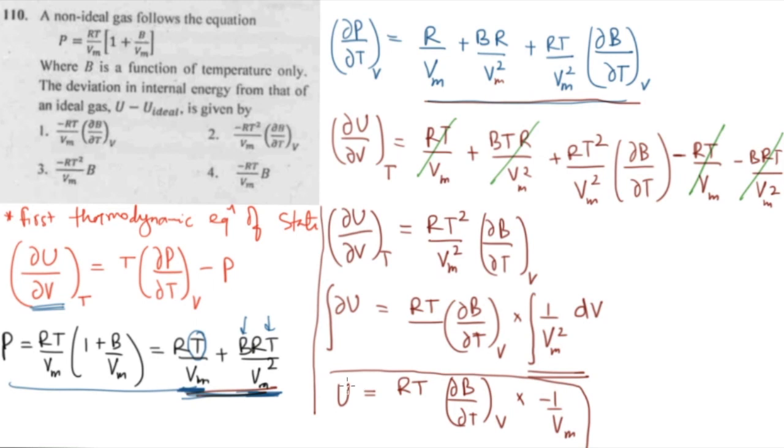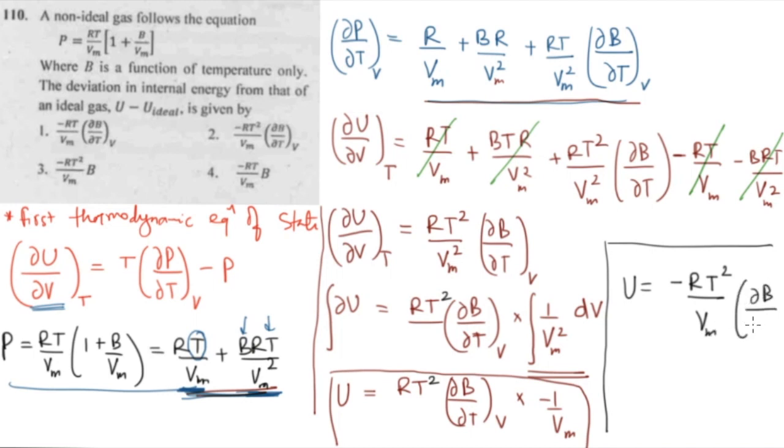So this is what you will get as the value of u, or I can write it down in this way, I'll just write it down over here. Okay, and then I'll use the next slide. So u will be equal to minus RT square, because the square we had just missed. Okay, here was a square, right? So we have to write down square also. So RT square by Vm and del b by del t at constant v. Now you can figure out what the answer will be.